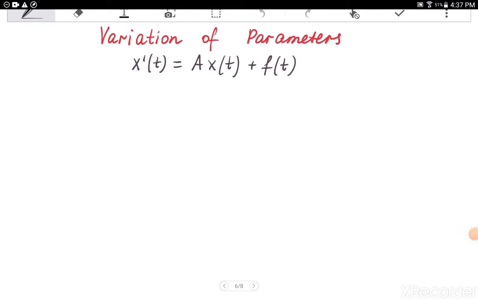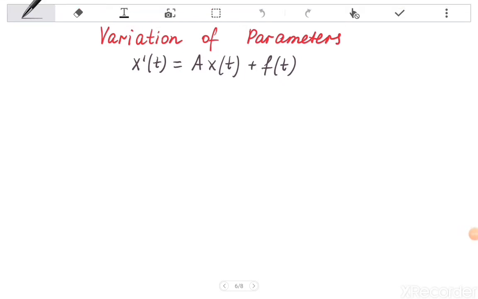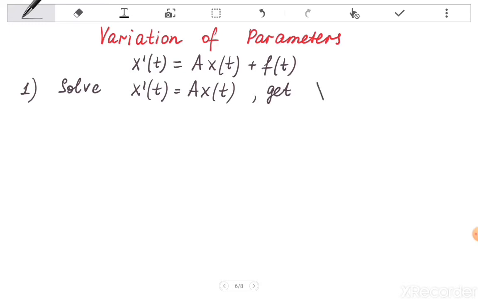Let's consider the second method of finding a particular solution, the method of variation of parameters. The first thing, as before, is to solve the corresponding homogeneous equation. And we get n linearly independent solutions if A is an n times n matrix. From these solutions we can construct the fundamental matrix, denoted by capital X of t.